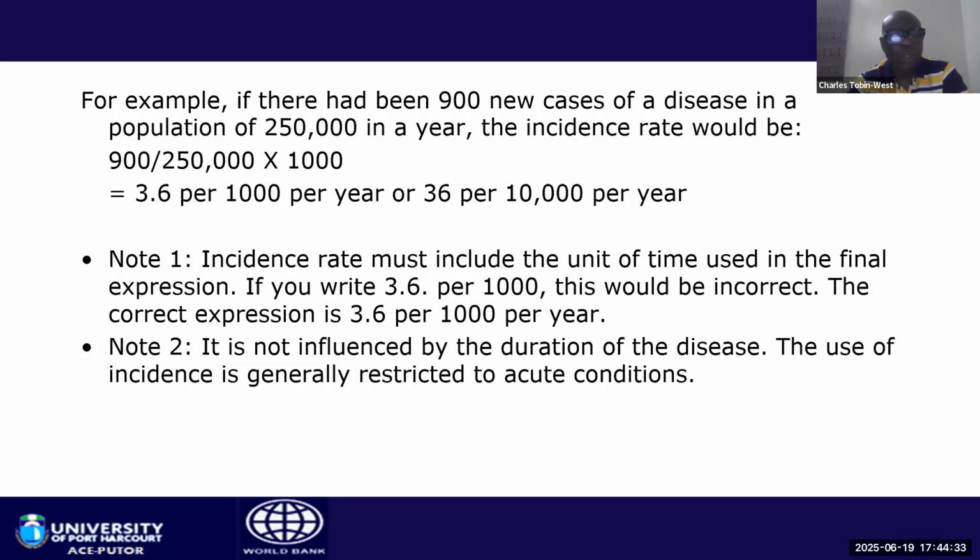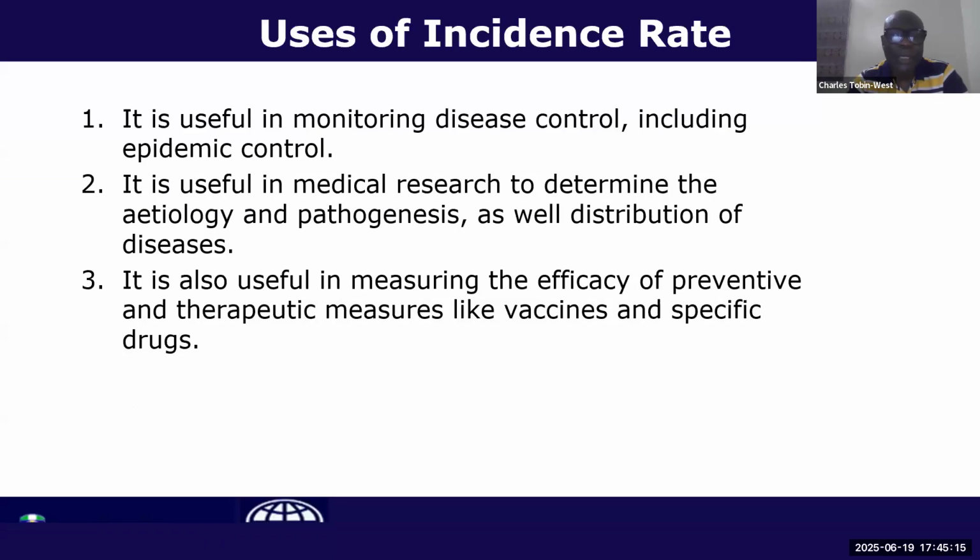Second thing to note, it is not influenced by the duration of disease. Rate is not influenced by the duration of disease. Incidence is not influenced by the duration of disease. The use of incidence is generally restricted to acute conditions. For chronic conditions, most are non-communicable diseases, and most times you hardly find incidence rates. And I told you yesterday that by convention, the day you made the diagnosis is the day you say the disease has started. And you and I know that is not very correct.